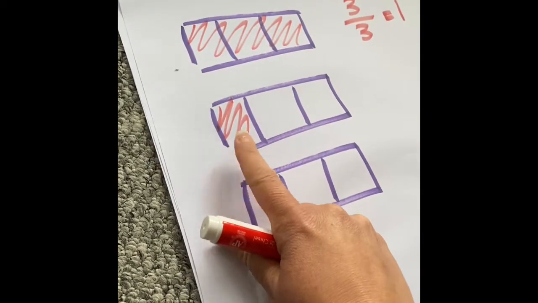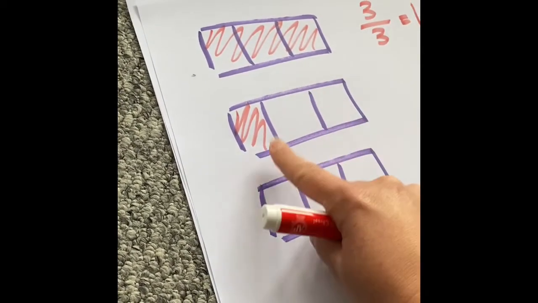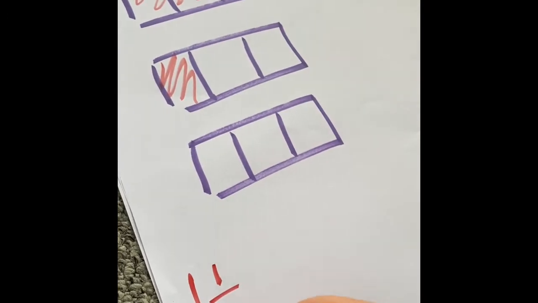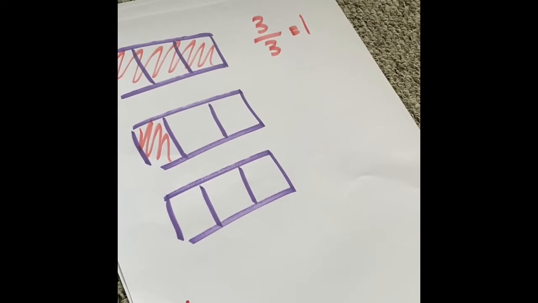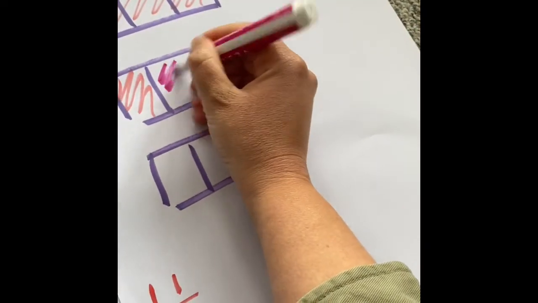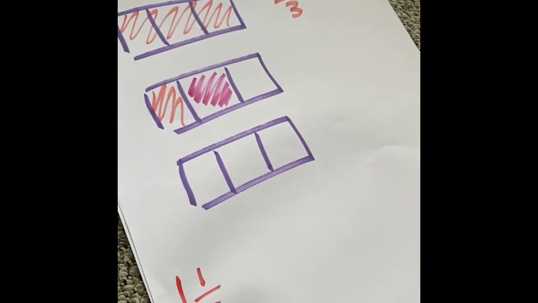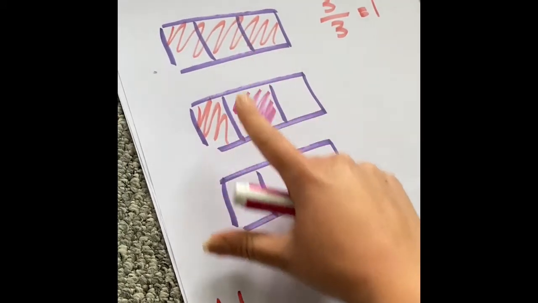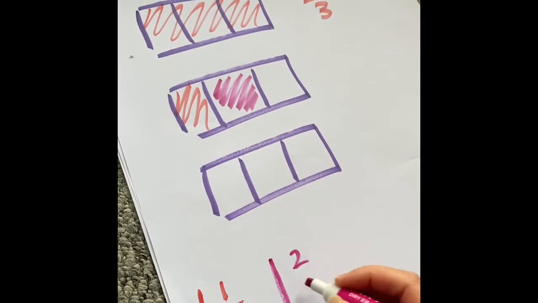I also have this part here. My whole has been divided into 3 equal parts, 1 part has been shaded. So altogether I have 1 whole and 1/3. So I'm going to write that down here. Okay. And as I carry on my number sequence, I'm going to shade in the next one along in a different colour so you can see it. So I started with 1 and 1/3. The next one in the number sequence, still got my whole, but now I have 2 parts of the whole shaded.